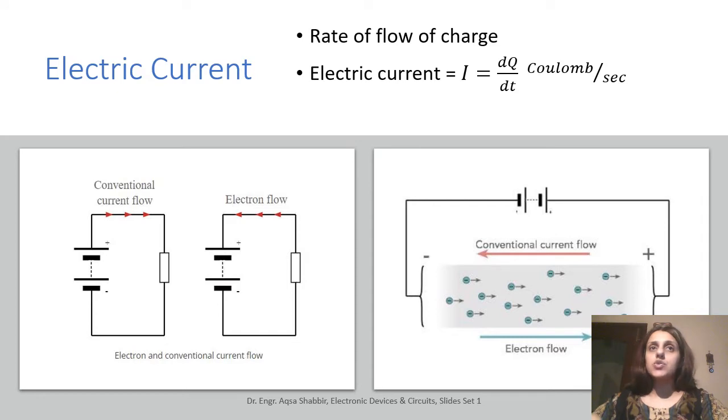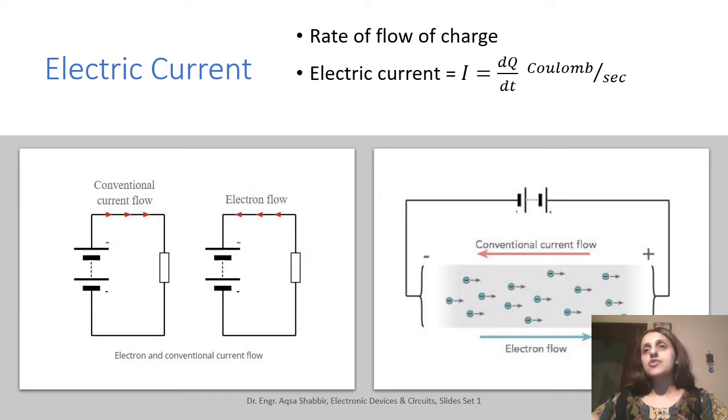Over here, you see what we call the conventional current flow, which goes from the positive of the battery into the negative. The conventional current flow is taken as the movement of positive charges, whereas now we know that it is actually the electrons which are flowing, and the flow of electronic current is opposite to that of the conventional current. So the electronic current flows from the negative of the battery to the positive of the battery.